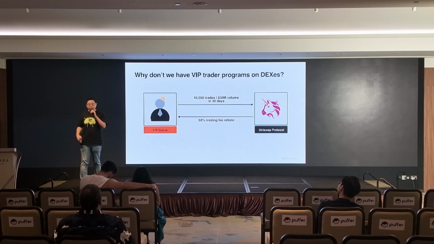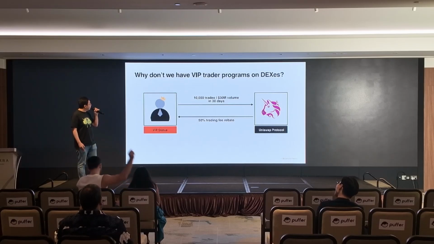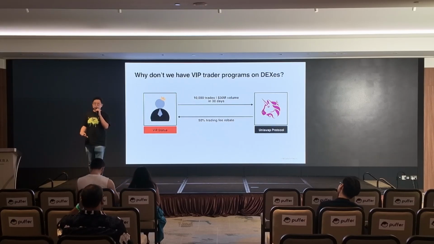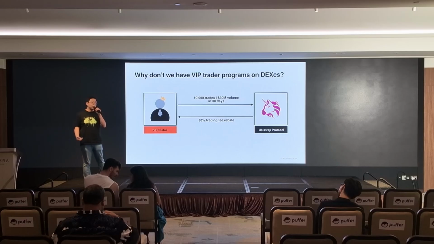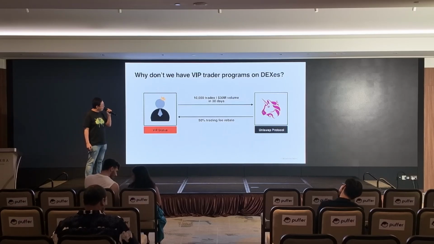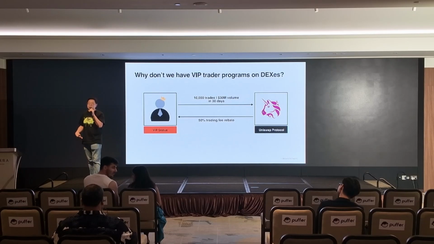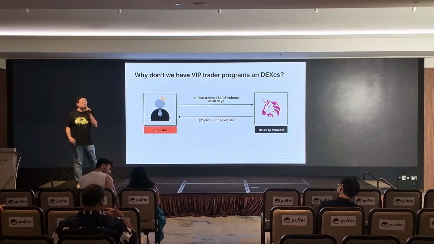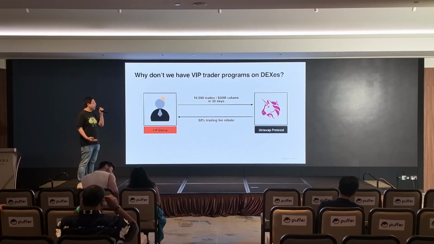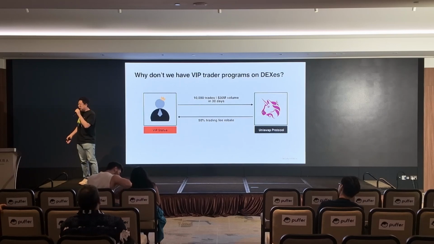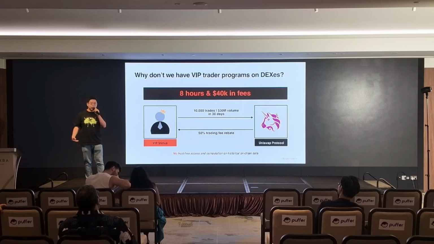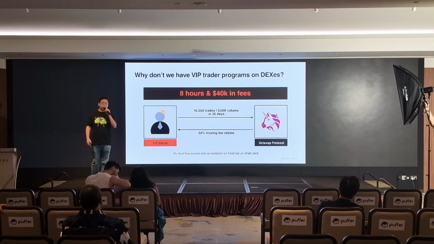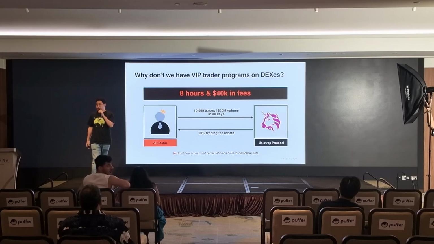Let me give a very simple example. If you have ever used centralized exchanges, you have all experienced this feature where if you traded a lot in this month, you get a trading fee discount in the next month. But if you look at any decentralized exchange today, until very recently, you don't have this kind of feature available. Now, why is that? The reason is that if you want to build this kind of feature in your smart contract directly, it will bankrupt you in gas fees.